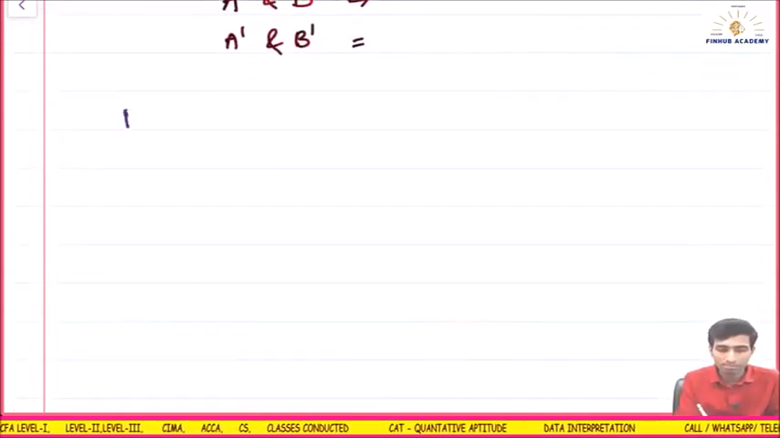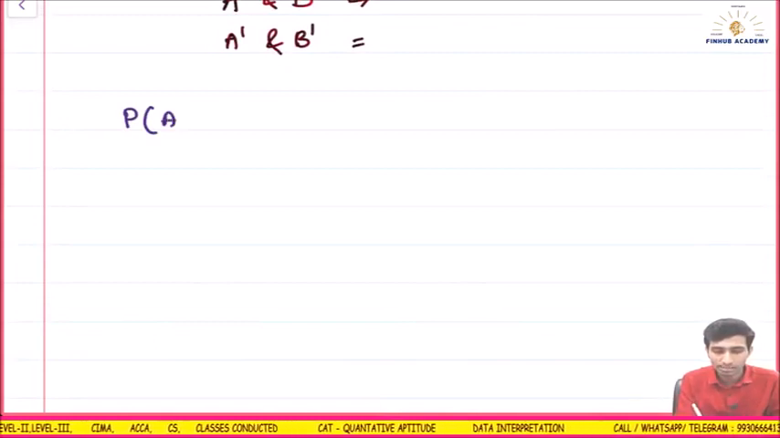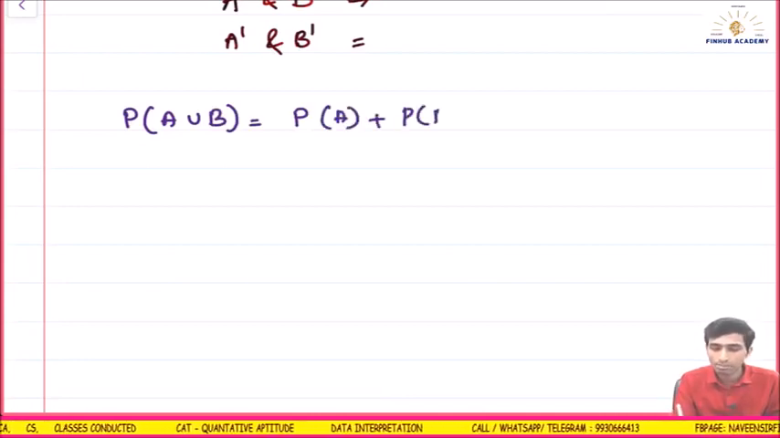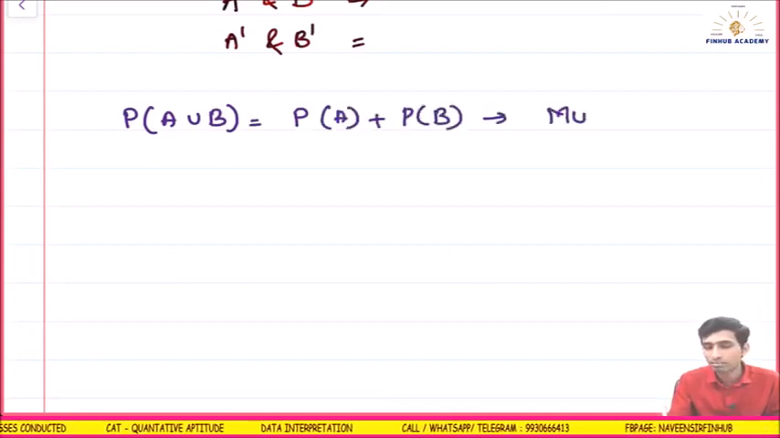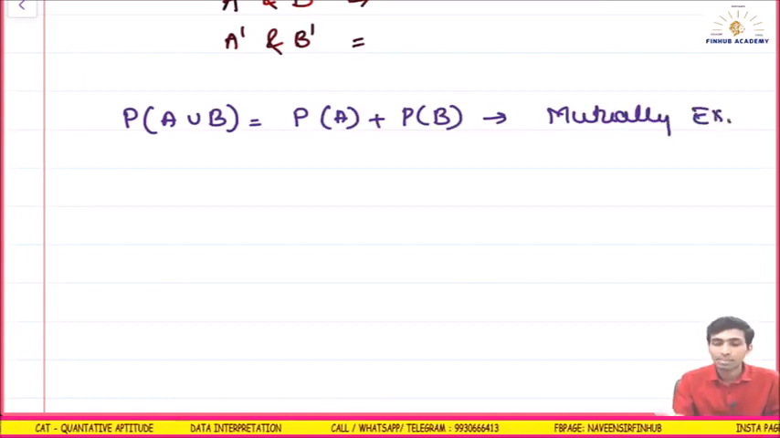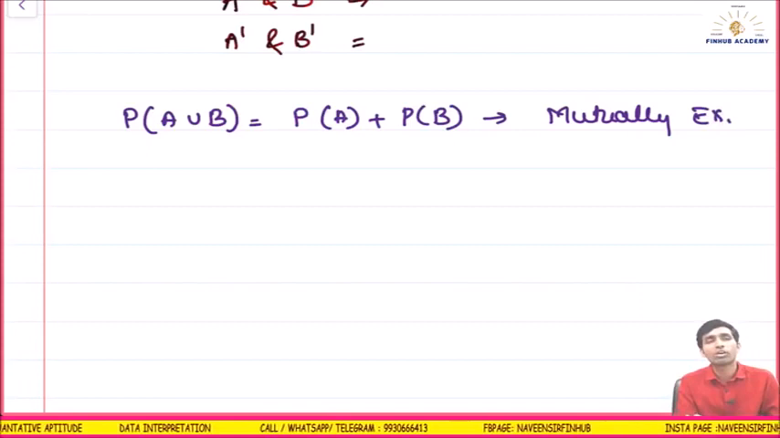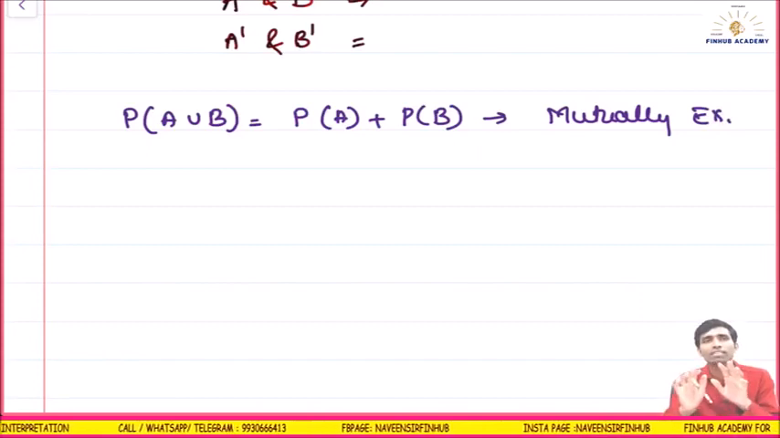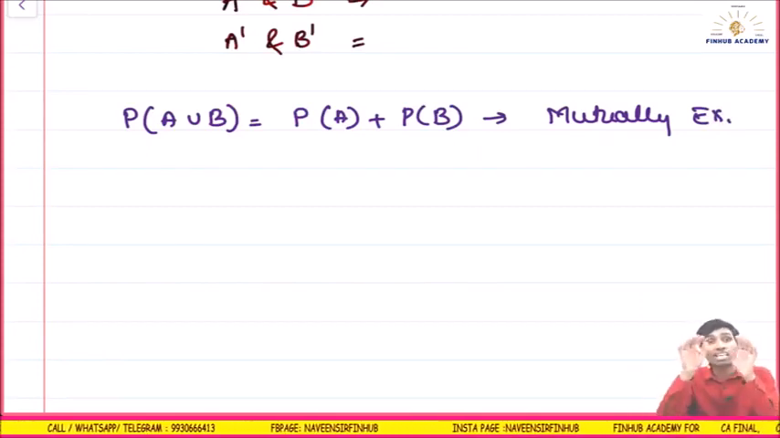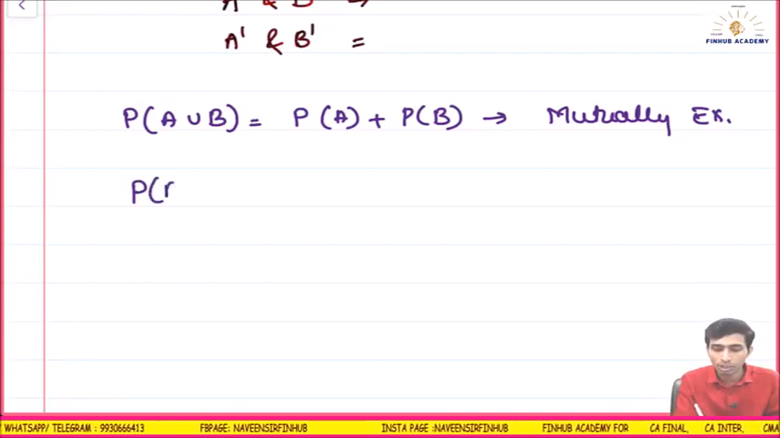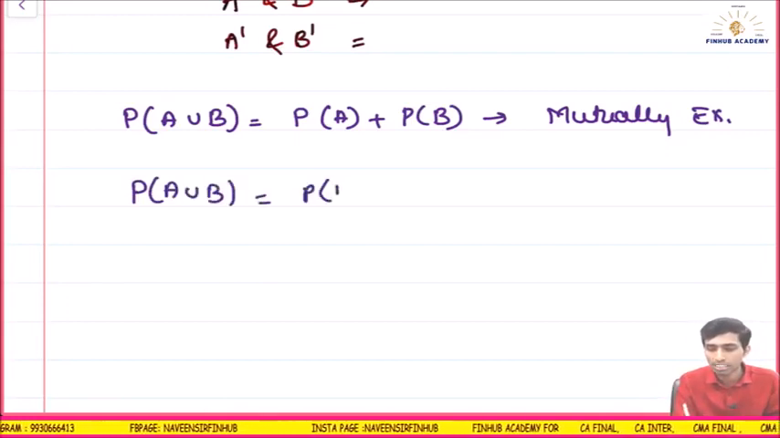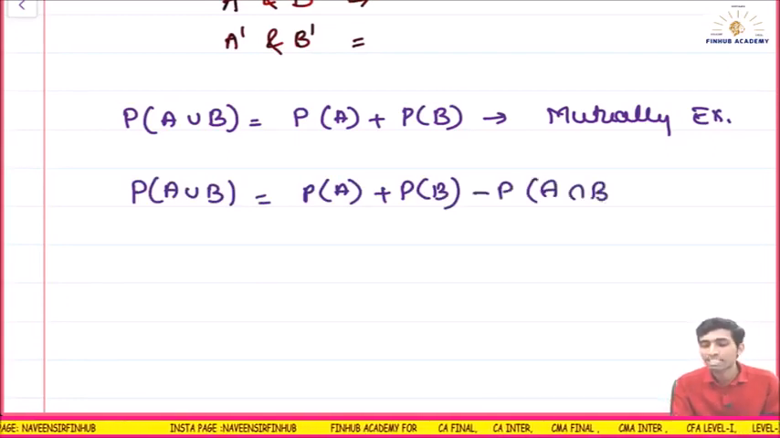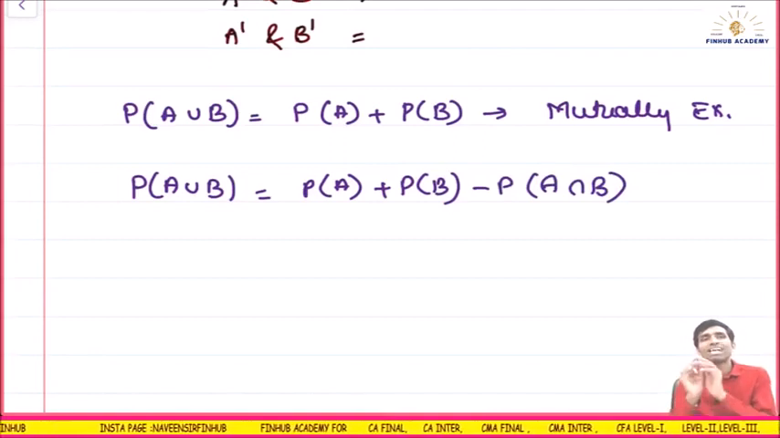Now coming back. Probability of A union B is equal to probability of A plus probability of B if they are mutually exclusive. But if they are not mutually exclusive, they can happen together. Mutually exclusive means they cannot happen together, right? Then this is the formula. If they can happen together, then probability of A union B is equal to probability of A plus probability of B minus probability of A and B. You should subtract the probability of the two things happening together.